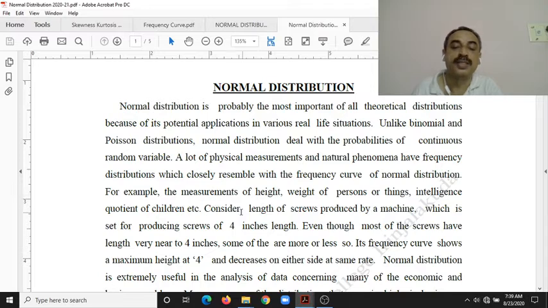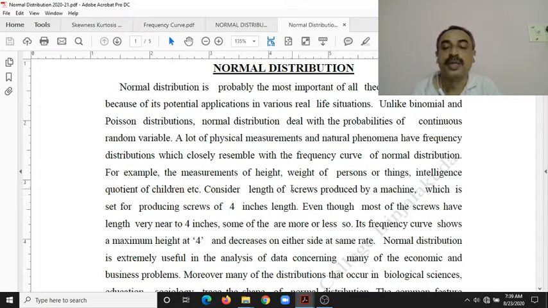For example, consider a machine producing screws of length 4 inches. If you classify the screws according to their length, you can see that most of the screws have a length very close to 4 inches, but some of the lengths will deviate from 4 inches. So if you consider their frequency table or the corresponding frequency curve, it shows that the maximum height will occur at 4, and towards the left and right sides of the frequency curve, the graph will decrease in the same pattern.